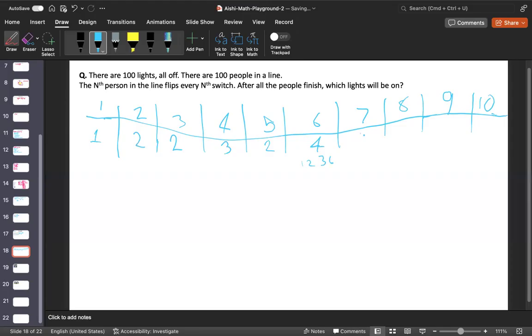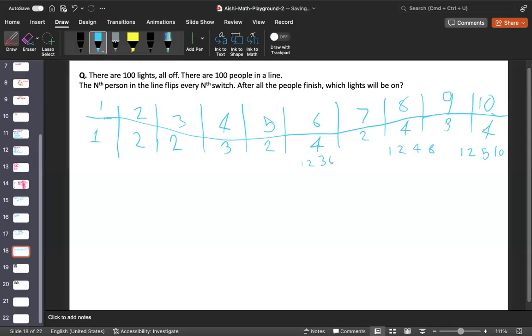We have 2 factors here. 8 has 1, 2, 4, and 8. So that's 4 factors. 9 has 1, 3, and 9, 3 factors. 10 has 1, 2, 5, and 10, which is 4 factors.